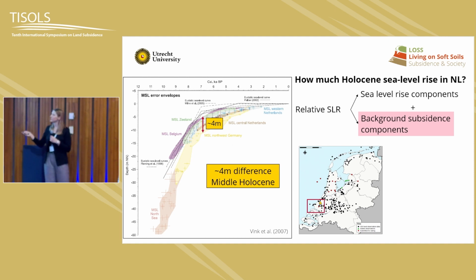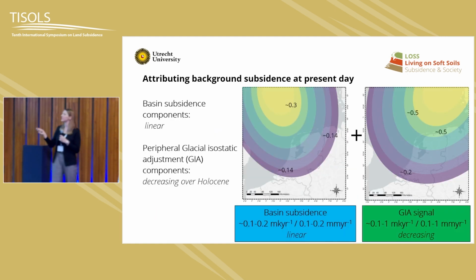And so what is causing this subsidence? At present day, there are, roughly speaking, two main components. I've divided them here in this schematic figure. I made them the same color because at present day, they're roughly at the same rate. But that wasn't always the case.